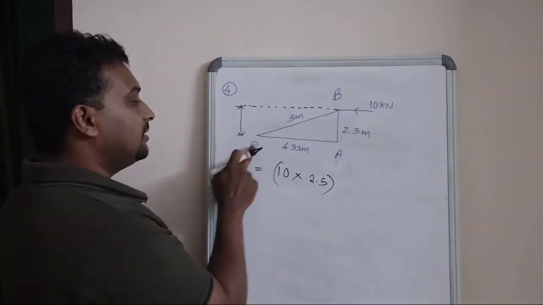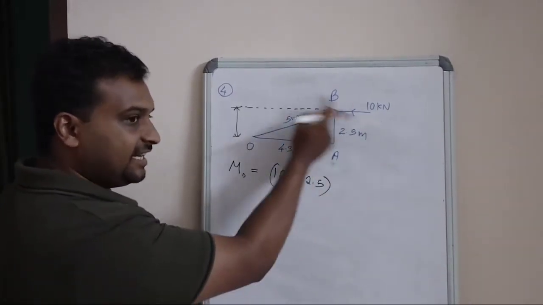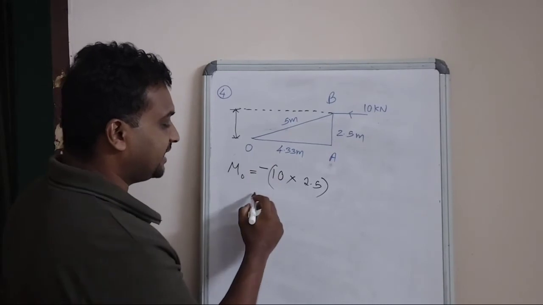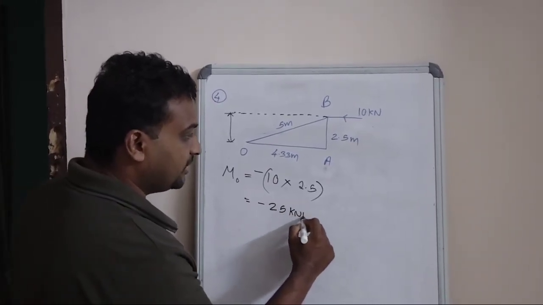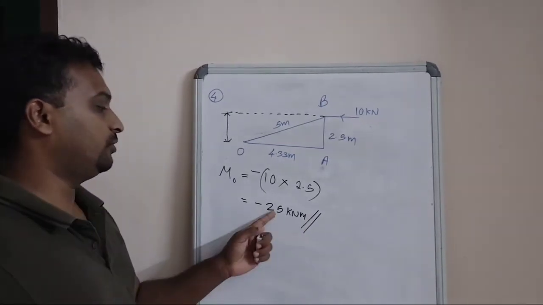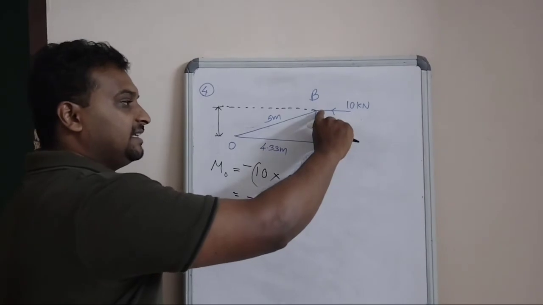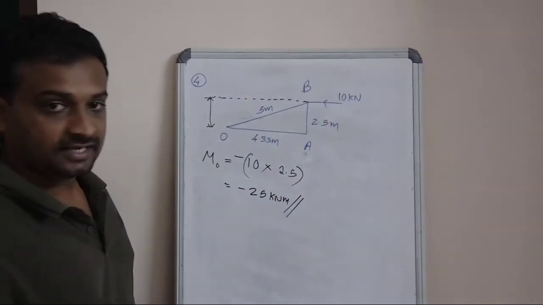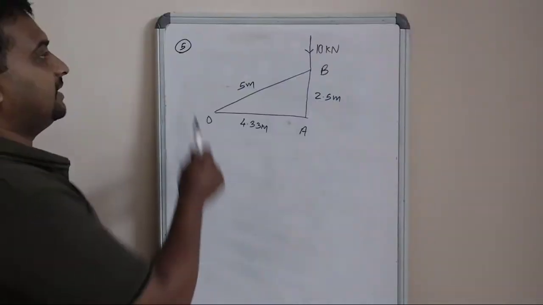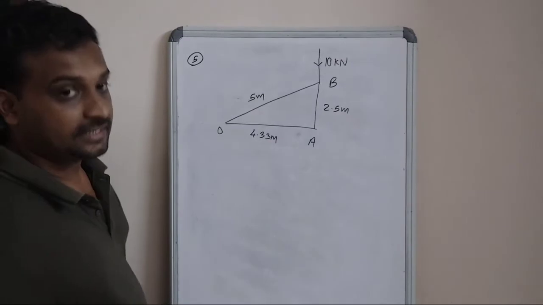What about the sign? While considering this point O, this 10 kilonewton is acting in anti-clockwise direction. Therefore, negative sign, which is equal to minus 25 kilonewton meter. Here, the force is 10 kilonewton and the perpendicular distance is 2.5 meter. Clear? Okay.